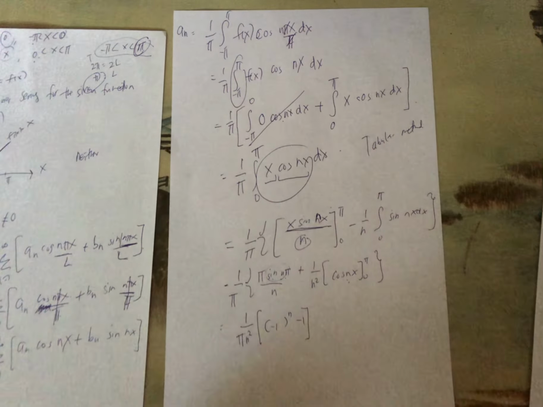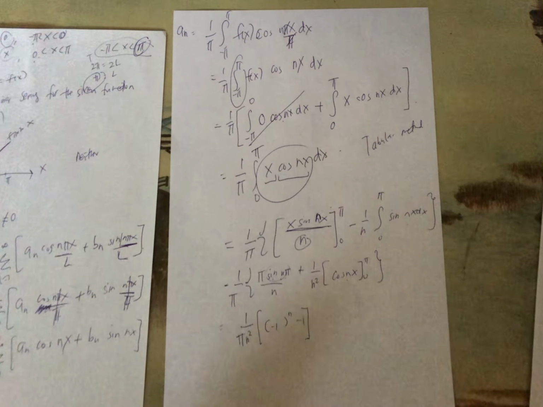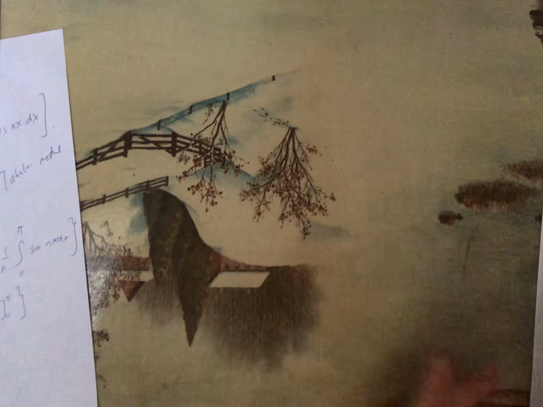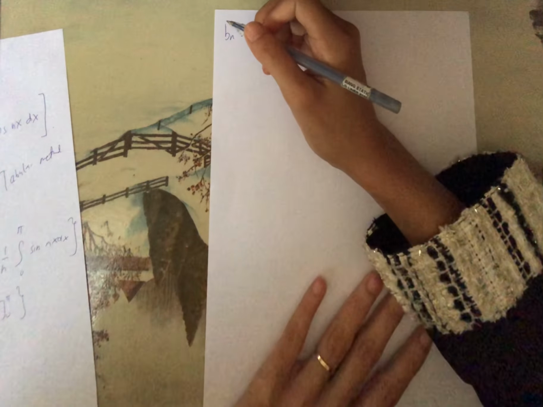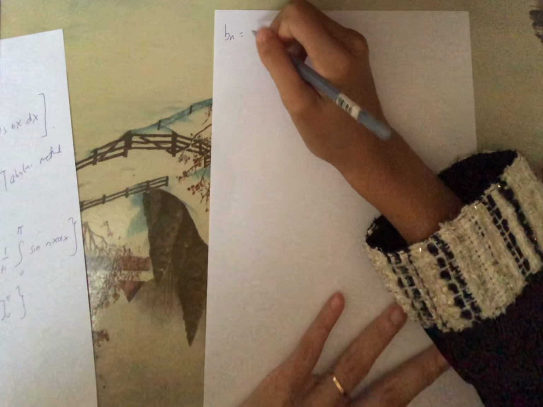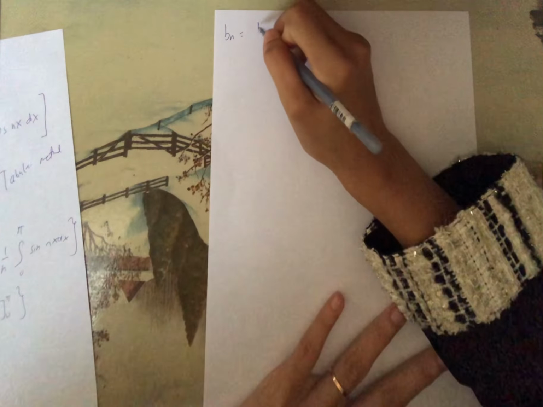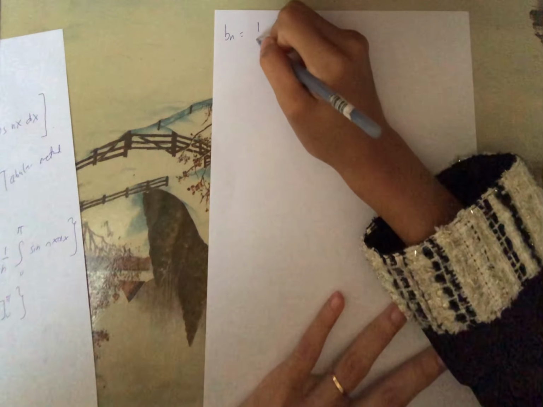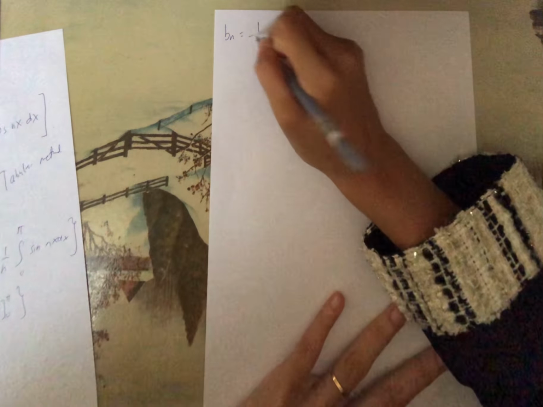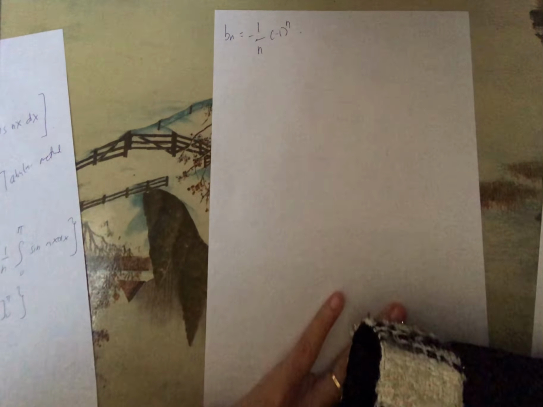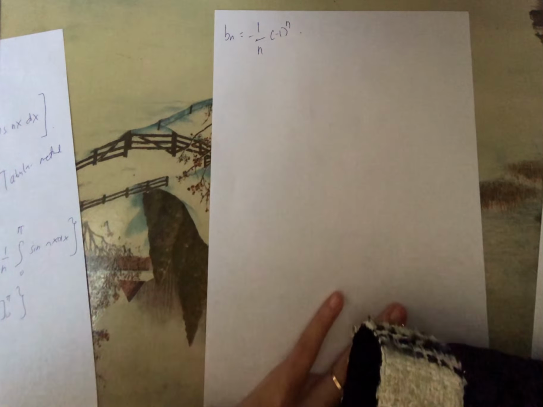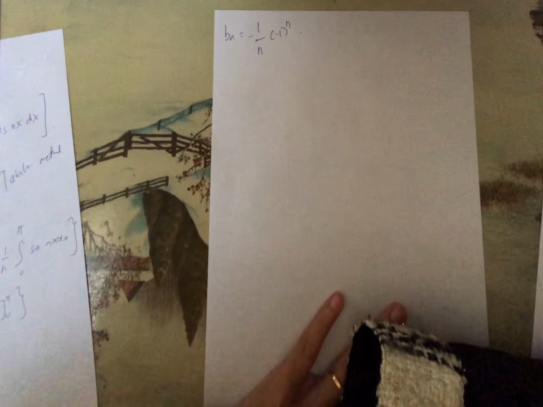Alright, so we already have your a naught, we already have your a_n. So now you need to find your b_n. I will leave it to you how you want to determine your b_n, but I just write the final answer, then you can check with yours. So this is the final answer that you should get: negative 1 over n, and then inside the bracket negative 1 power of n.